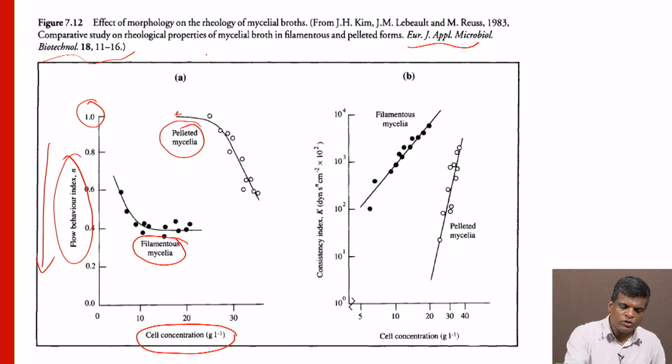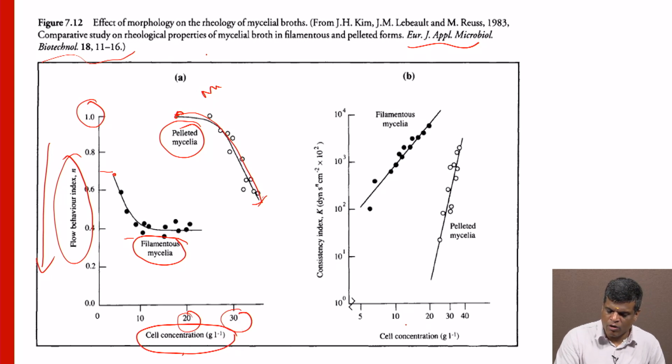For pelleted mycelia, initially it behaves as Newtonian. Once the cell concentration increases, it slowly goes to non-Newtonian. At 10, 20, then 30 gram per liter, the values are totally different. The corresponding n values are around 0.5. In the same way, here it starts with n around 0.7 and behaves as non-Newtonian. When you increase the cell concentration, the flow behavior n value slowly decreases. So we discussed how cell concentration varies with the flow behavior index.